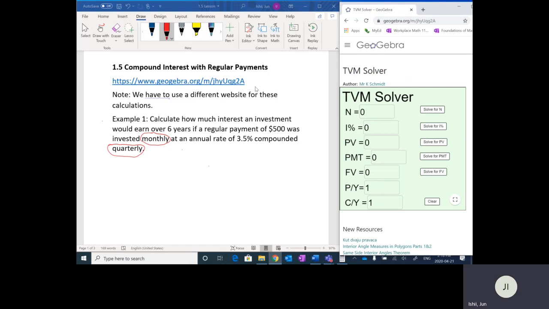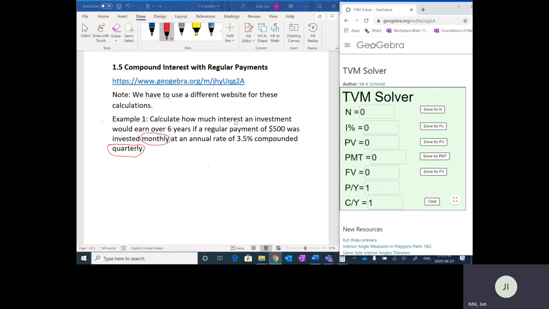With these types of problems, the only way to get the answer is by using these solvers, because they involve payments. There's no quick, easy formula to take payments into account, so we need to use these solvers. Let's jump into this first one. We're going to calculate how much interest an investment would earn over 6 years if a regular payment of $500 was invested monthly at an annual rate of 3.5% compounded quarterly.